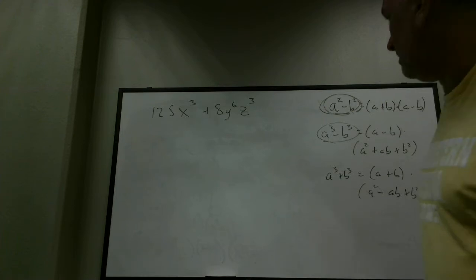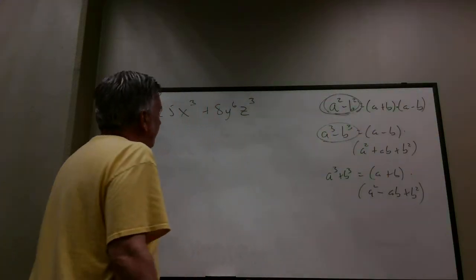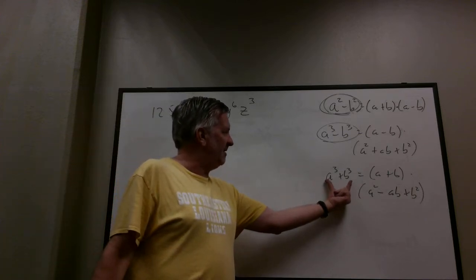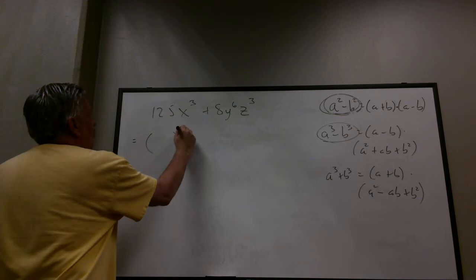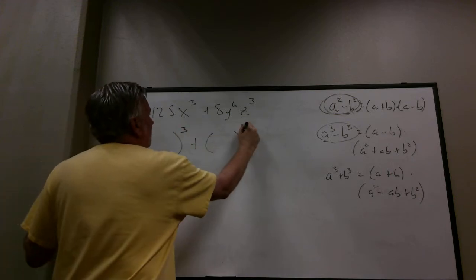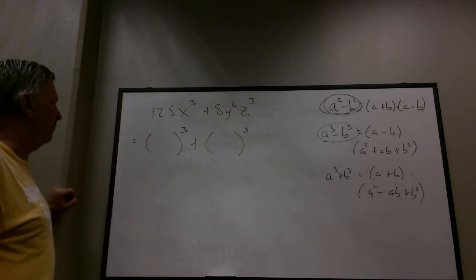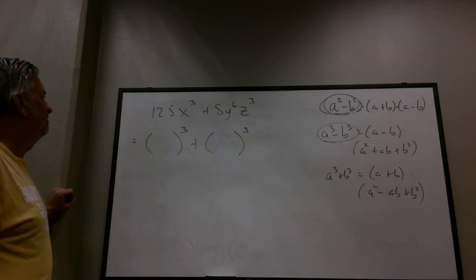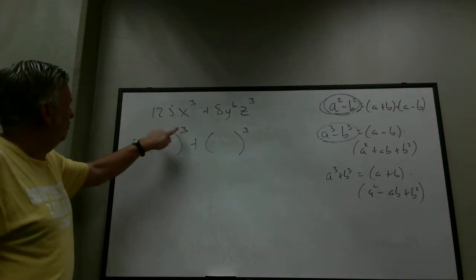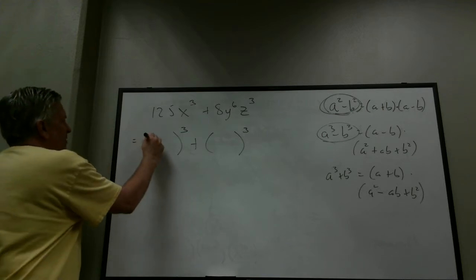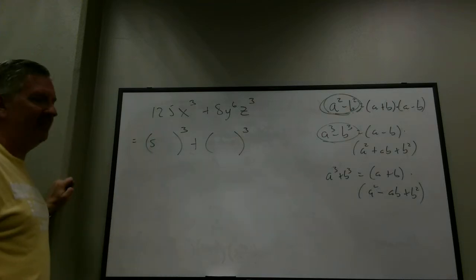Okay? So yeah, here we really need to write this as something cubed plus something cubed. That's what we need it to look like first. Right? Well, let's focus on the numbers first. 125 is what cubed? I mentioned this earlier. It's 5. 5 times 5 times 5 is 125.